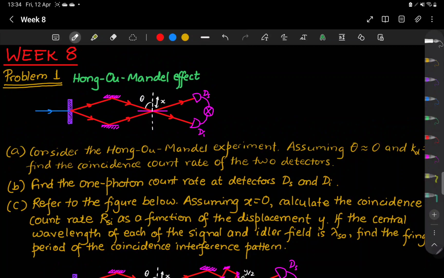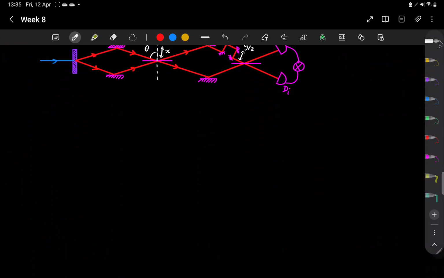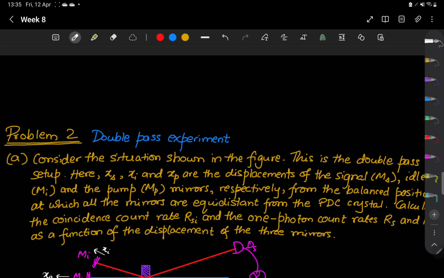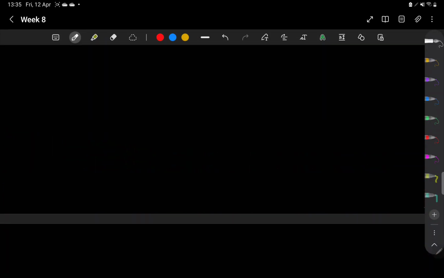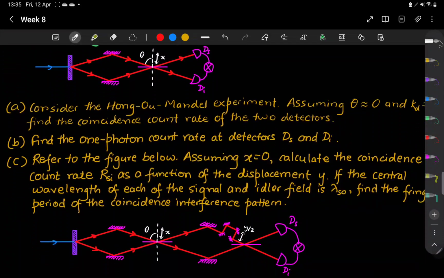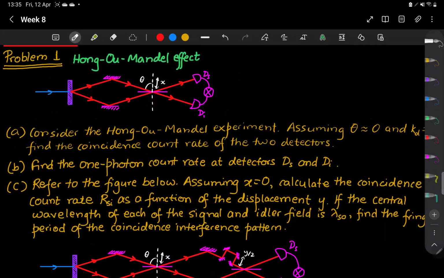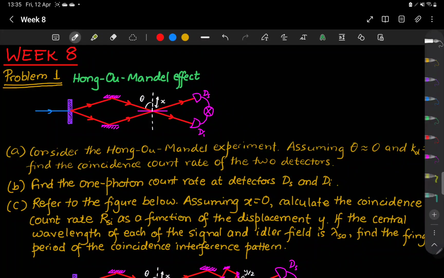Welcome to week 8 of this NPTEL course on coherence and quantum entanglement. This week we will look at some two-photon temporal interference effects like the Hong-Ou-Mandel effect and then the double pass experiment. So let us begin with the first problem, which is based on the Hong-Ou-Mandel effect.